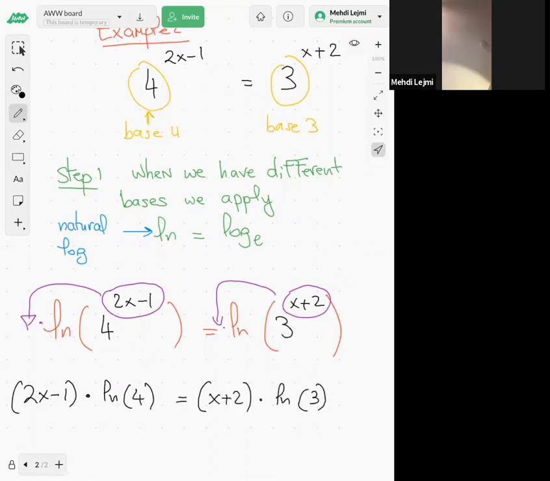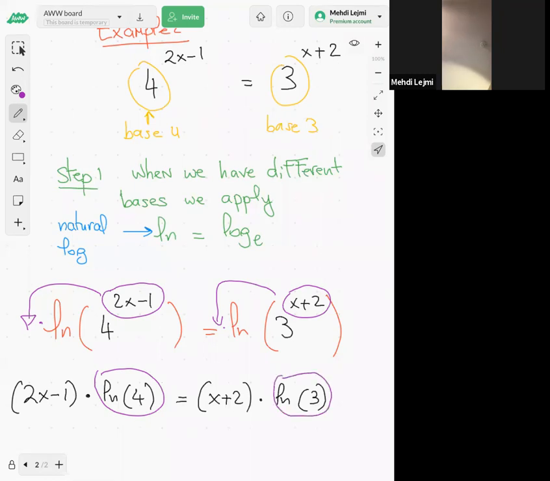Now, guys, you need to think of this natural log of 4 as just some number. If you have a calculator, there's a natural log button, so you can just compute natural log of 4. It's just some number, I think 2 point something. You have to think of it as just a number, and the same for natural log of 3.